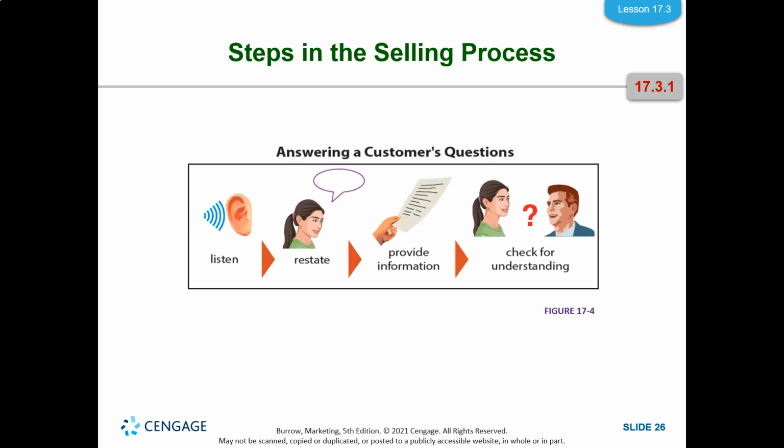So answering a customer's questions, you listen first, you restate the question, you provide the information that answers their question, and then you check to know that you've covered all the ground that they're actually looking or asking about.